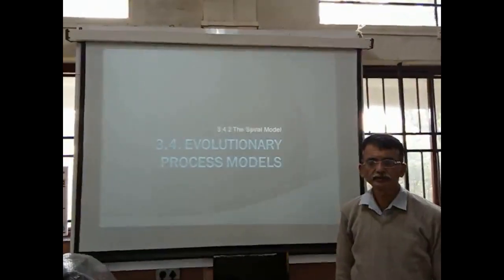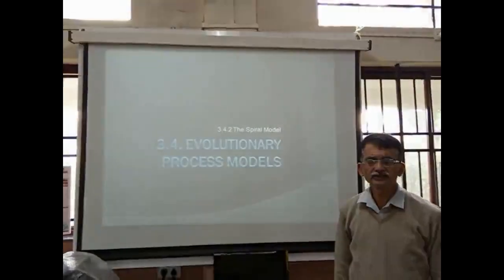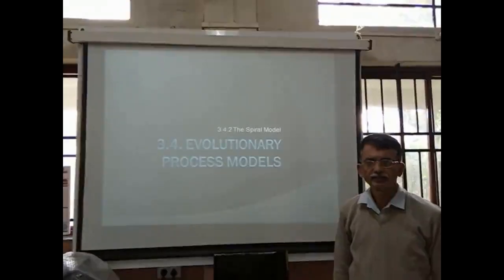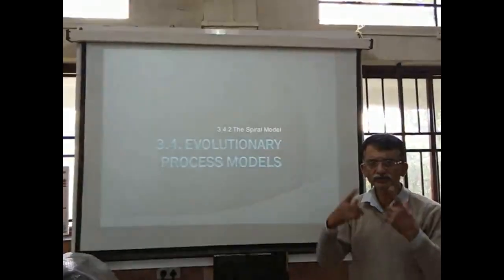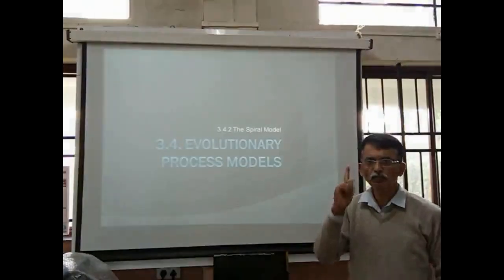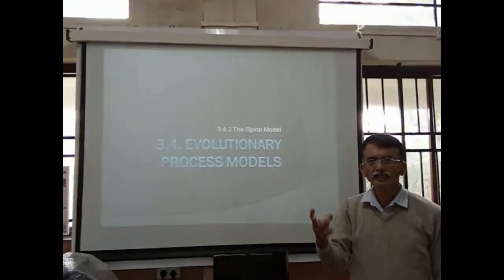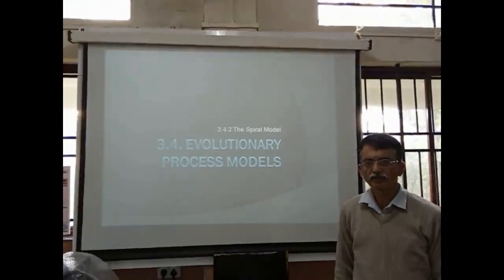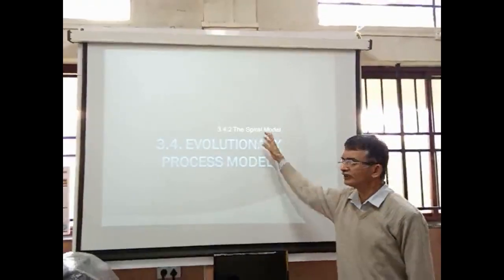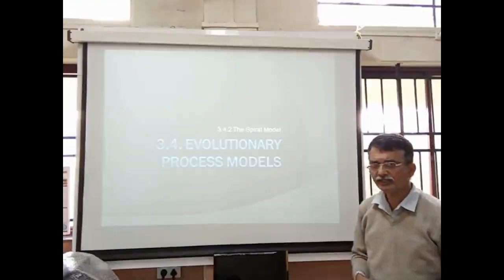Dear students, you are into evolutionary process model. Yesterday we have studied prototyping. There are three types of evolutionary process models. One is prototyping, second is the spiral model, and third is concurrent development model. Today we will consider the spiral model. Okay?